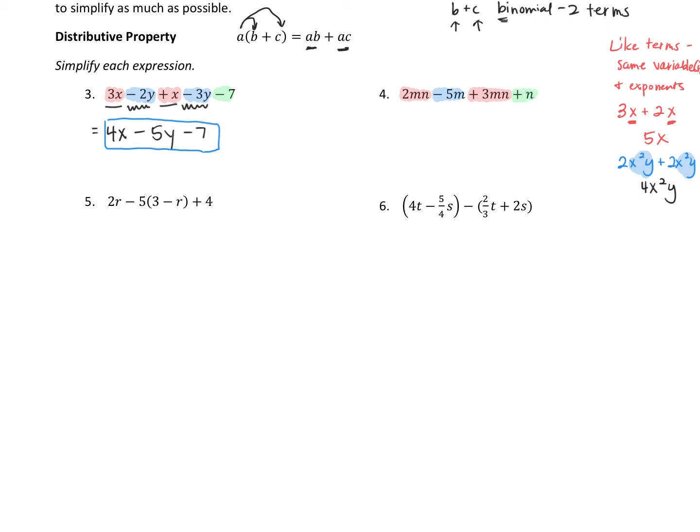So notice we have 3 different things here we're looking at. We're looking at the mn's, we're looking at the m's, and we're looking at the n's. So first I'm going to look at the mn's. So 2mn plus 3mn give us 5mn. And then I'm just going to bring down the minus 5m and the plus n because there's nothing to combine. And that's it. That is my simplified expression.